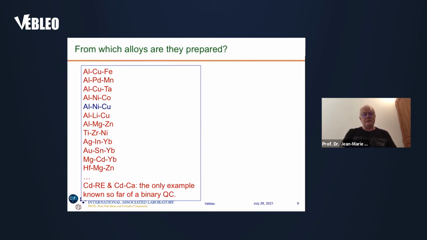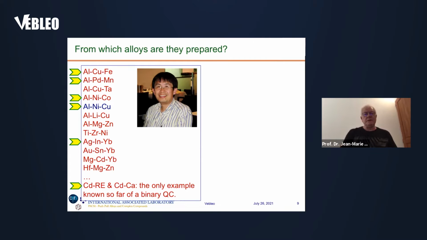So this is a list of ternary systems in which stable quasicrystals have been found. The first one was aluminium, lithium, copper, which can be turned reversibly from liquid state to solid state with an icosahedral symmetry. And many others were discovered by a single gentleman, An-Pang Tsai, in alloys like the ones which are marked with a yellow arrow on the screen.